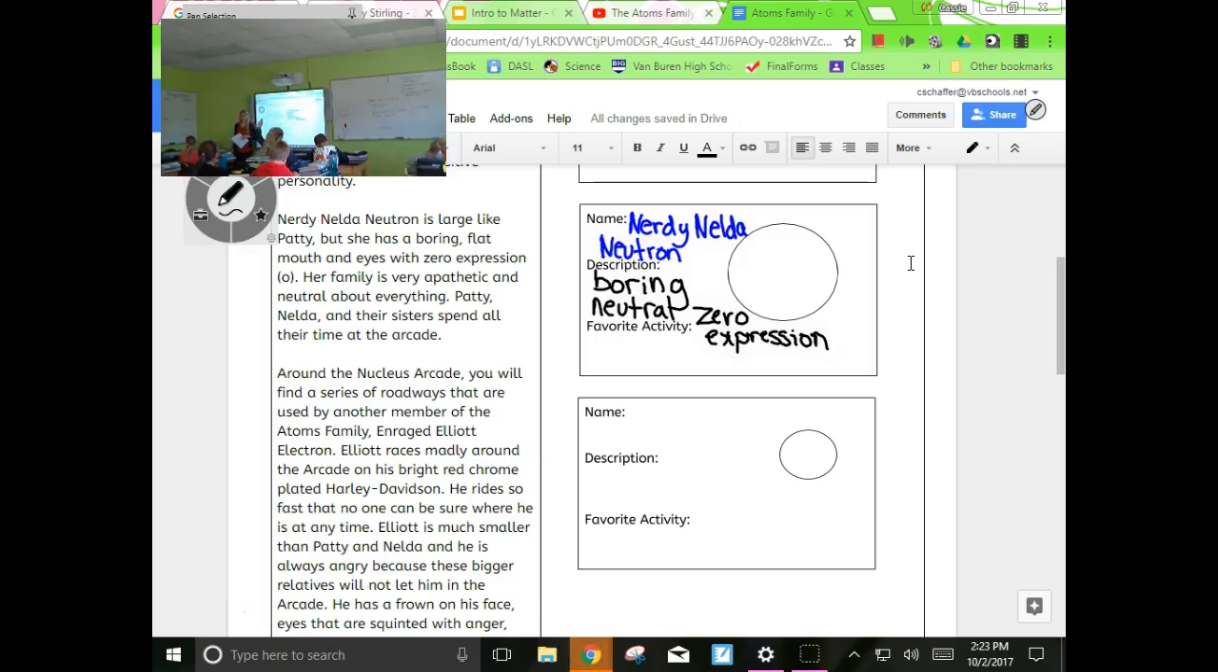So in her name, what do we need to underline? Ellie? Neutron. What about in her description to represent her charge? Dylan? Neutral or zero. Okay, so where can we find Nerdy Hilda Neutron? James? Arcade. And what specific arcade? Anderson? Nucleus Arcade. And what do I need to underline there? Nucleus.